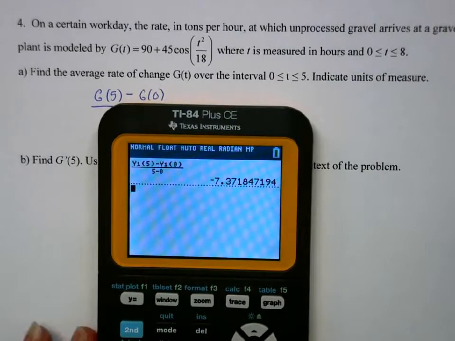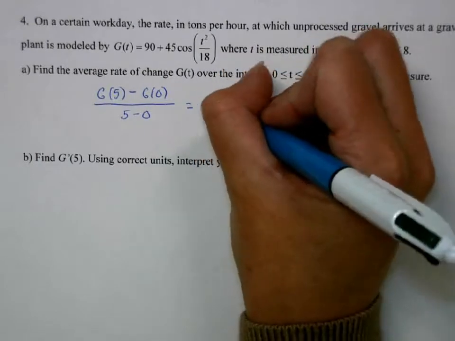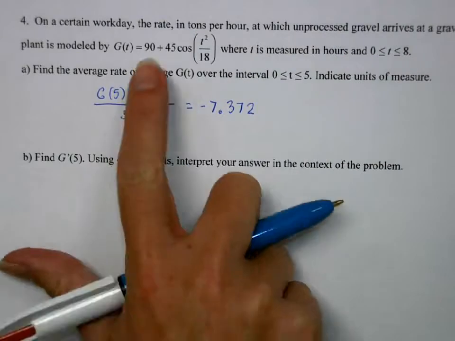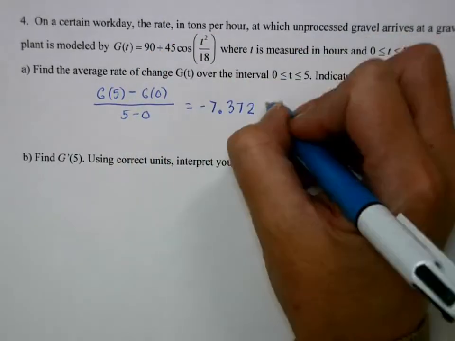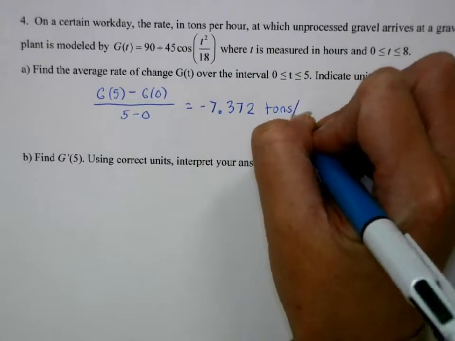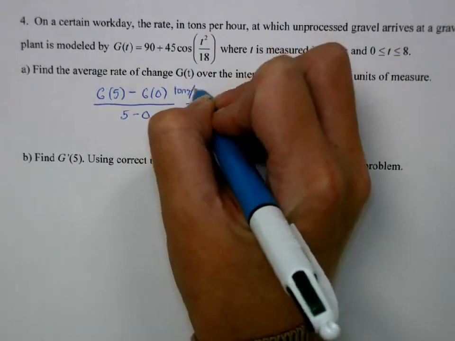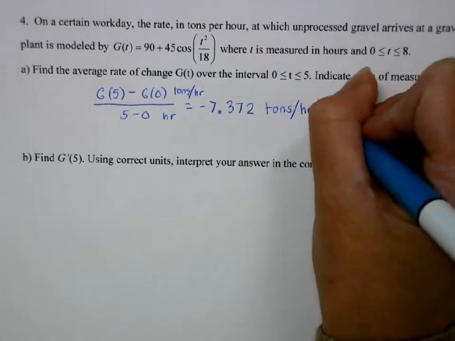Okay, and then we're going to do this to 3 decimal places. So negative 7.372. This is in, the rate is in tons per hour. Okay, so this is tons per hour. This is hours, so this is tons per hour per hour.